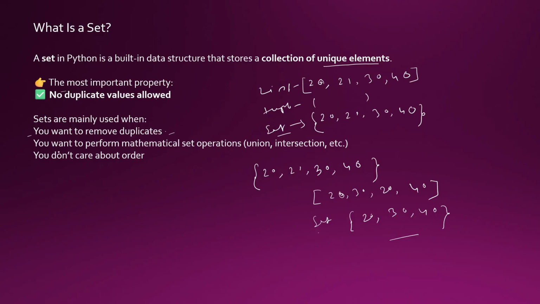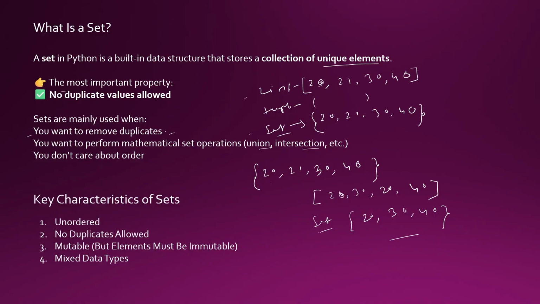Okay, when you want to perform mathematical set operations like union, intersect, so this type of mathematical operation, if you want to use, then you have to use set. Okay, you don't care about order. So basically in this tuple, all these things we maintain our order, right? But in case of set, the order doesn't maintain. So basically it is unordered.